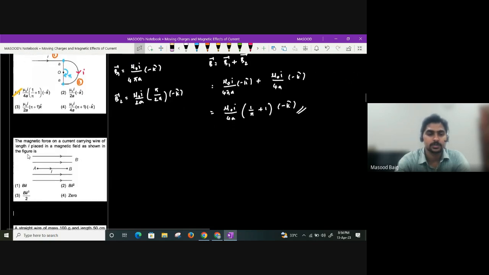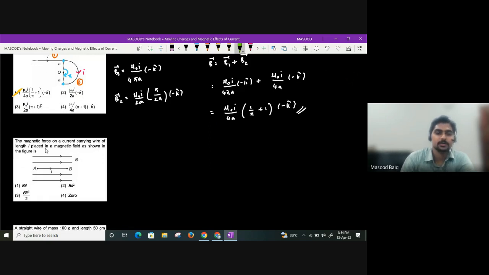Let's move to the next question, guys. What they're asking us is the magnetic force on a current carrying wire of length L placed in a magnetic field as shown. So what is the magnetic force experienced by a current carrying element? I into L bar cross B bar. If I want to find the magnitude, beta, I get I into the magnitude of L bar cross B bar, which I write as I L B sine theta.